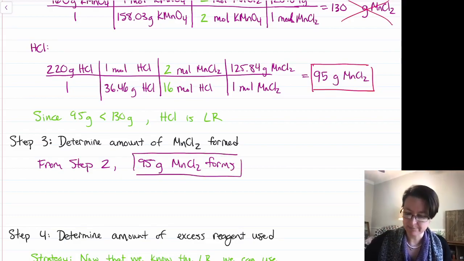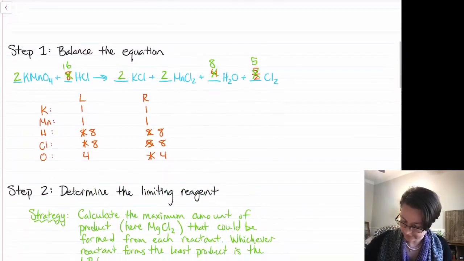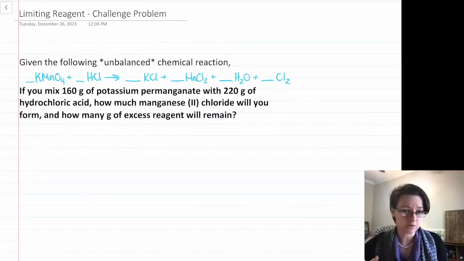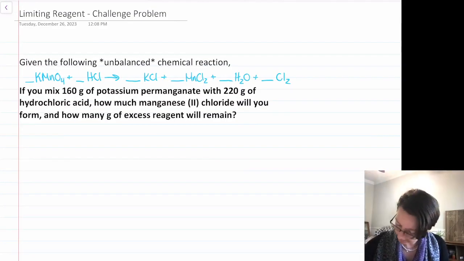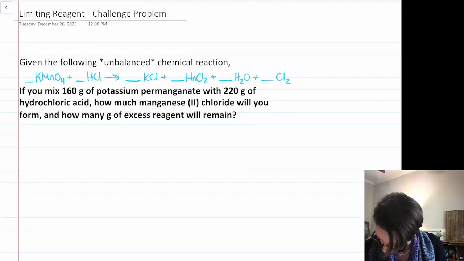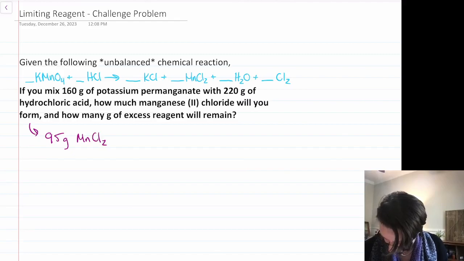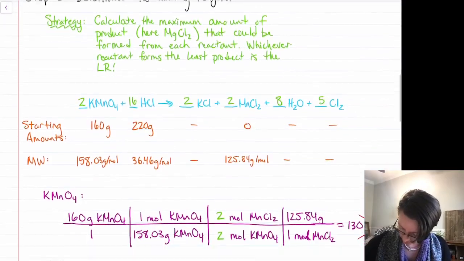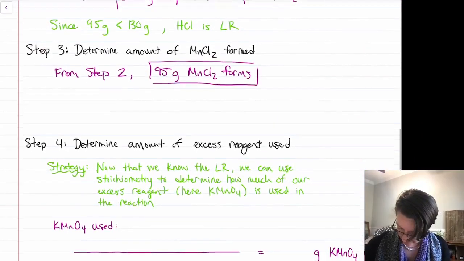Okay, so looking back up at our problem statement one more time, we see that we were asked 2 questions. The first was how much of our manganese 2 chloride we were going to form. Now we know that that answer is 95 grams. You'll notice I'm using 2 sig figs here because that's what the problem statement gives me. However, we still need to figure out how many grams of the excess reagent will remain. And so that's going to be our next task.